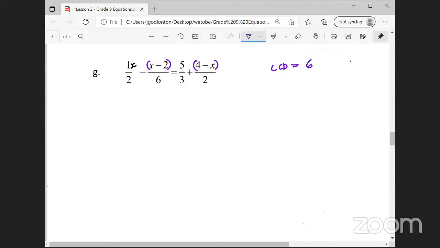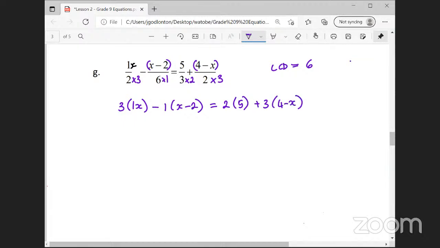Next step, we need to think what we need to multiply each thing by. I need to multiply this 2 by a 3, multiply the 6 by a 1, because 6 is 6, multiply the 3 by a 2, and multiply the 2 by a 3. Remember, whatever we do to the bottom, we do to the top. So I'm now going to have that 3 by my 1x minus 1 by x minus 2 is equal to 2 by 5 plus 3 by 4 minus x. And at this point, you can still have all of them over a common denominator.